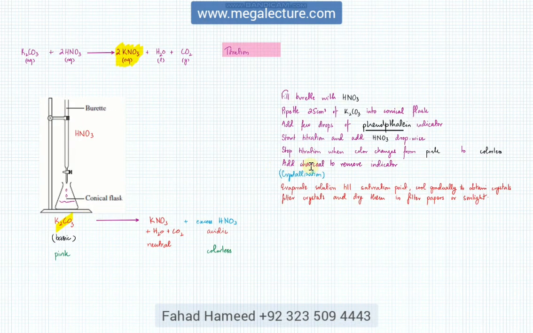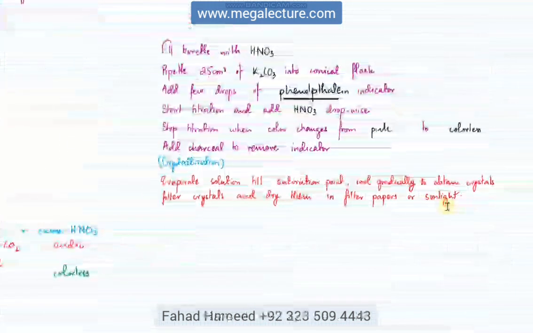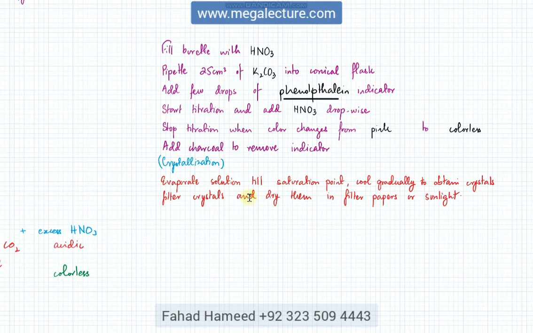Then the indicator is going to be removed by adding charcoal. That's going to remove the indicator, and you're going to evaporate the solution till saturation point. Cool gradually. Once your salt is produced, just crystallize it. Cool gradually to obtain crystals, and filter crystals and dry them in filter papers. Make sure you remember this description. It could be a 6-mark ADP question. It could be a 3-4 mark question in your structured paper. So remember, this is extremely important.